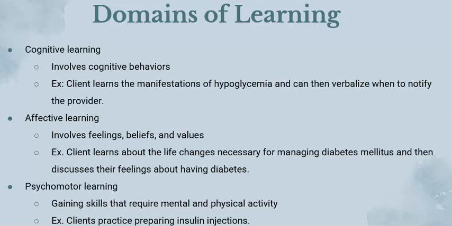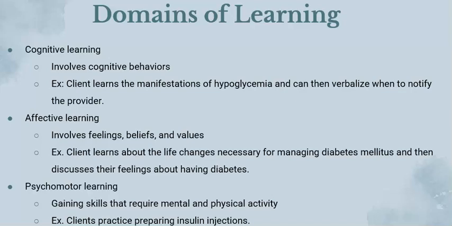Domains of learning, we have cognitive, affective, and then psychomotor. Your cognitive learning involves cognitive behaviors. One example is your client learns the manifestations of hypoglycemia and then can verbalize when to notify the provider. Affective learning involves feelings, beliefs, values. One example is affective learning takes place when clients learn about the life changes necessary for managing diabetes. And then they can discuss their feelings about having diabetes.